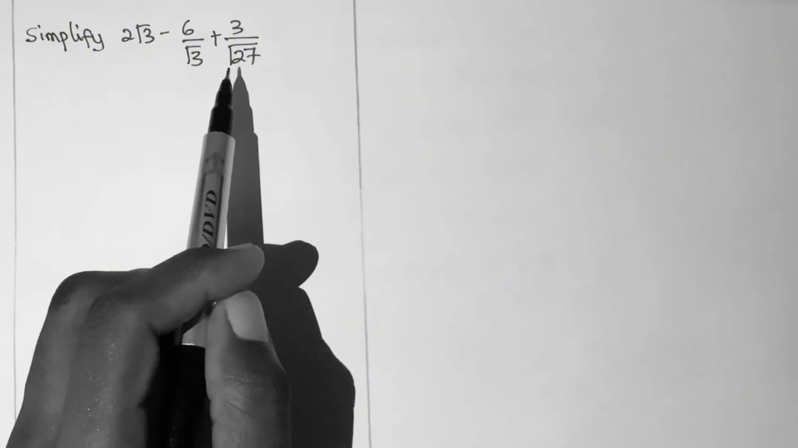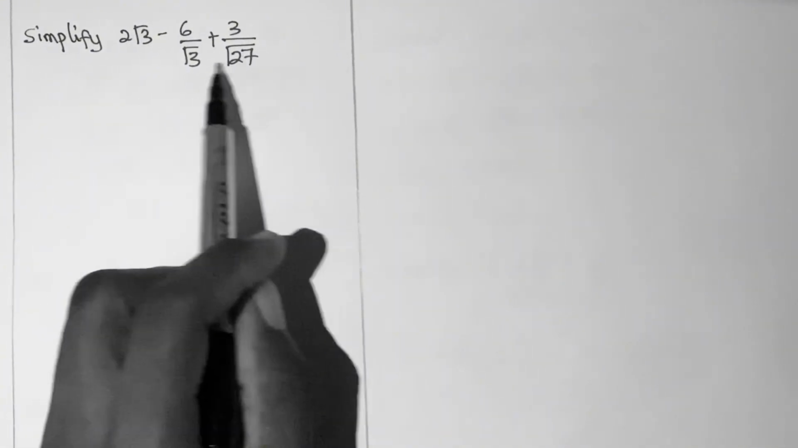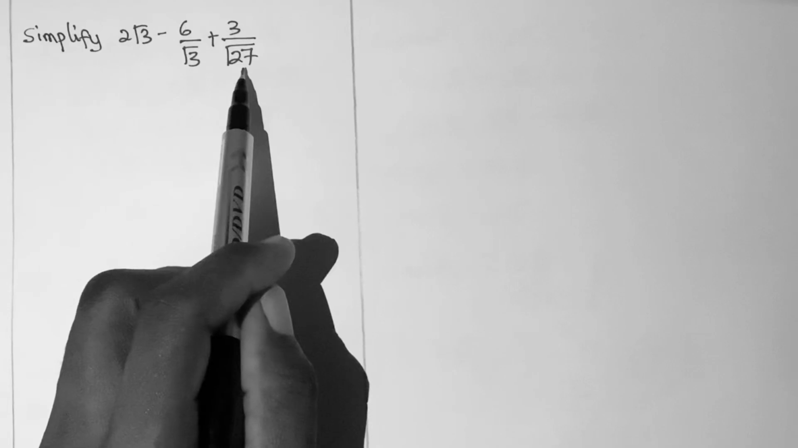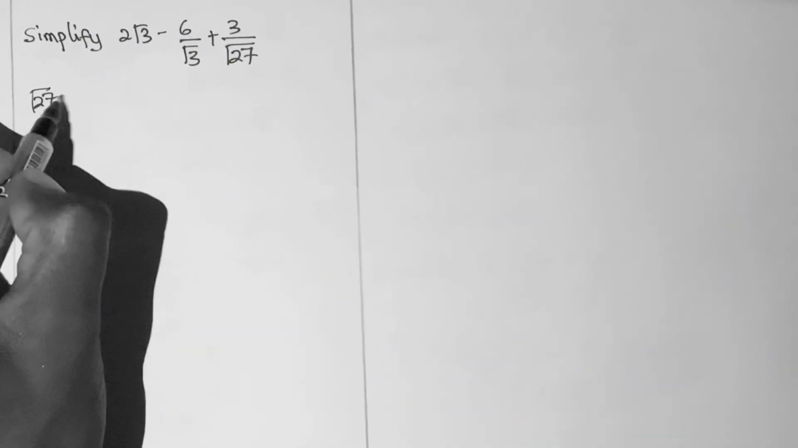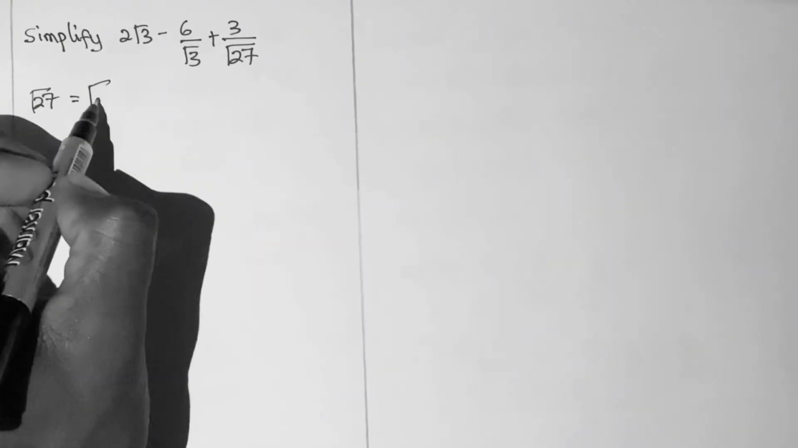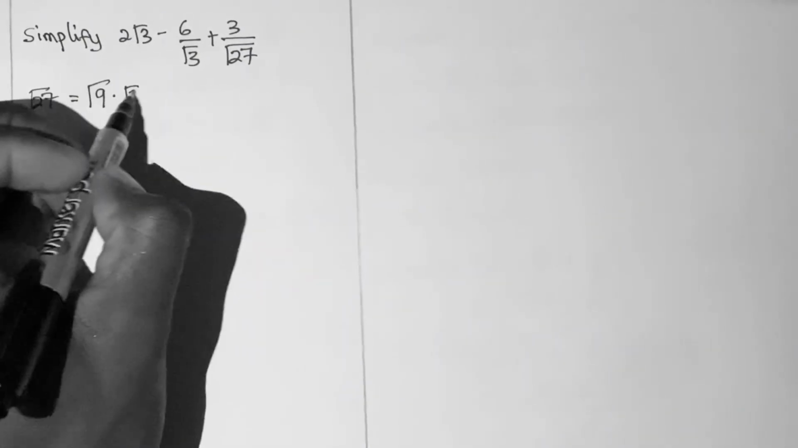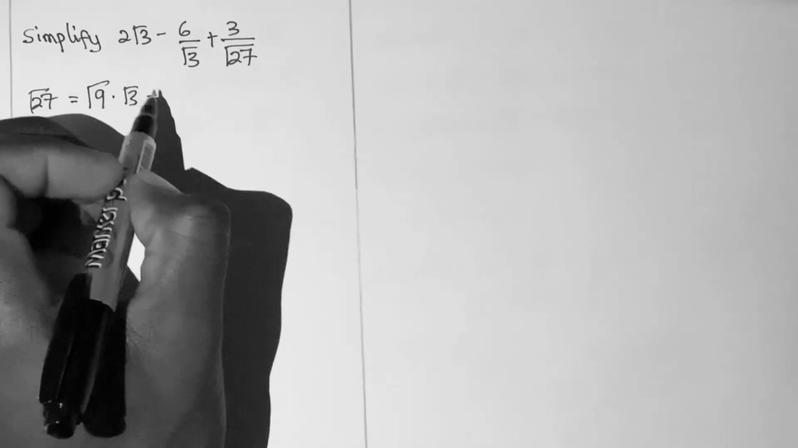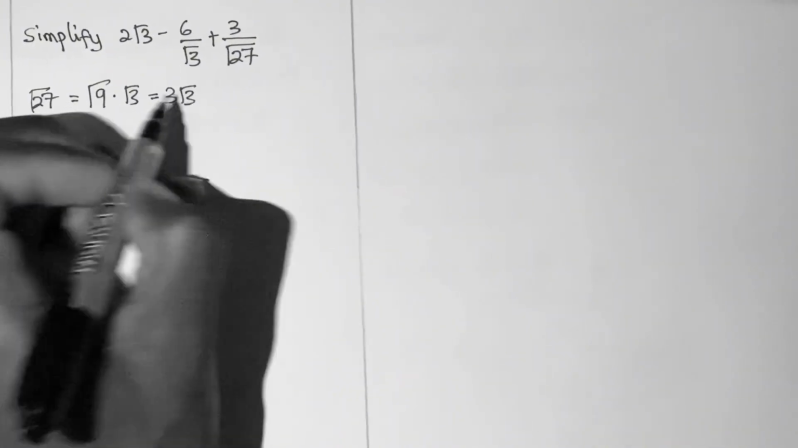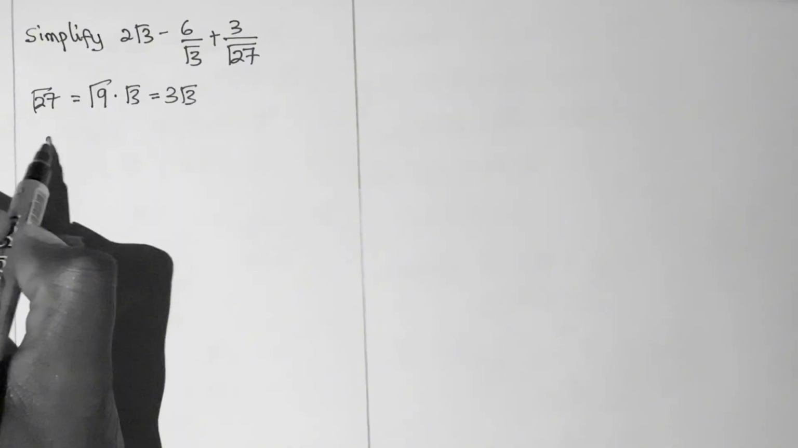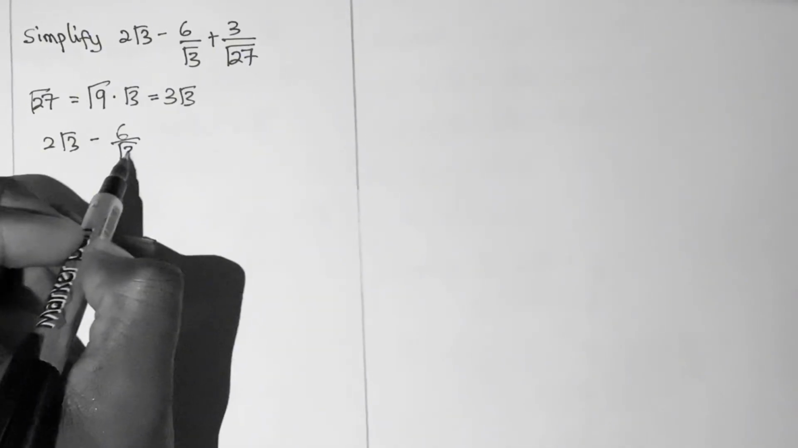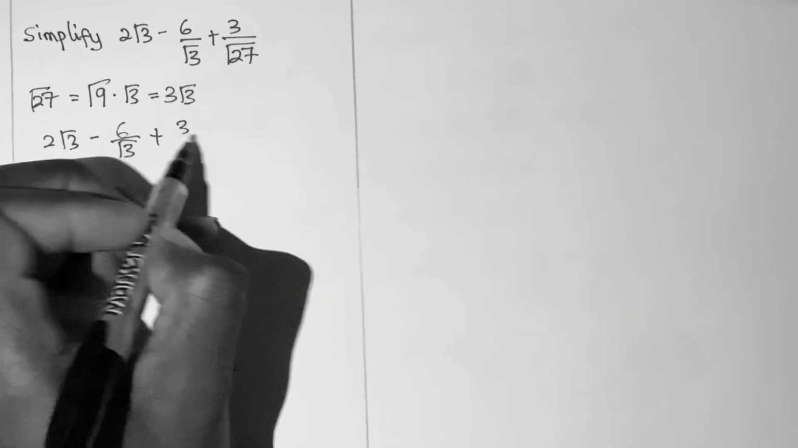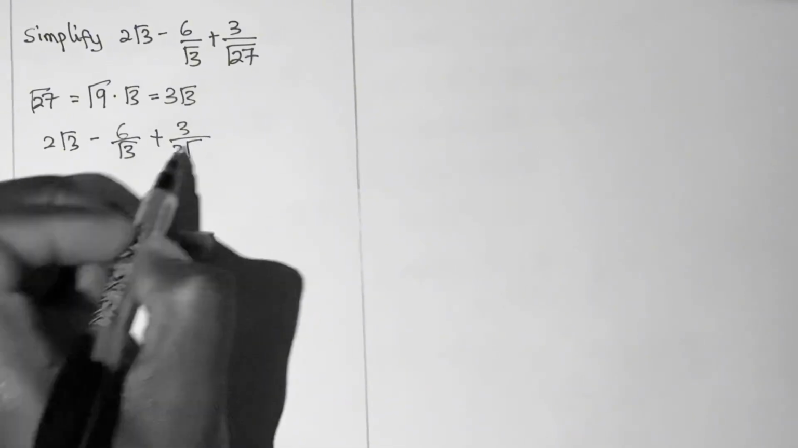So just as we said earlier on, if you have the square roots, you need to reduce them into the simplest form. So you see that root 27 is the same as square root of 9 times square root of 3. And square root of 9 is 3. So this is equal to 3 root 3. So that means that this becomes 2 root 3 minus 6 over root 3. Then plus 3 over 3 root 3.